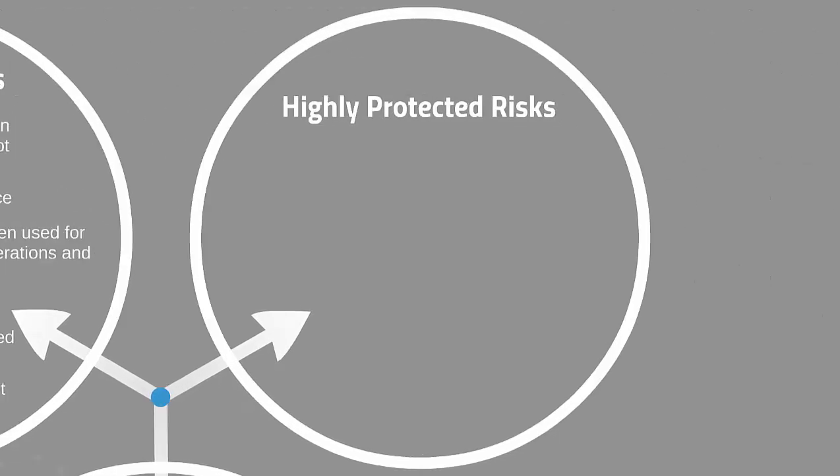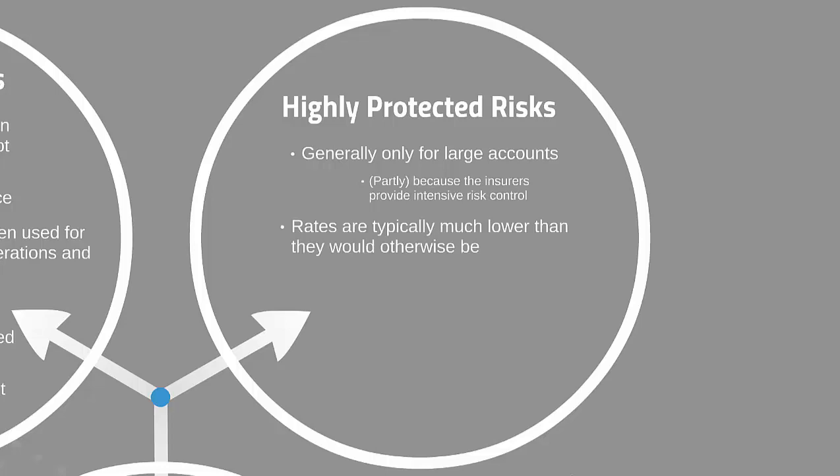There's also specialty policies for highly protected risks. These are generally only for large accounts. Partly, this is because the insurers must provide intensive risk control for a highly protected risk. The rates are typically much lower than they would otherwise be because the insurer is relying on the risk control techniques that the insured is employing.